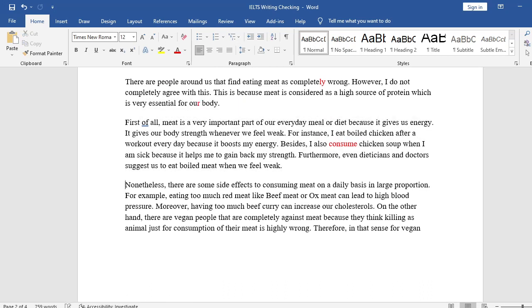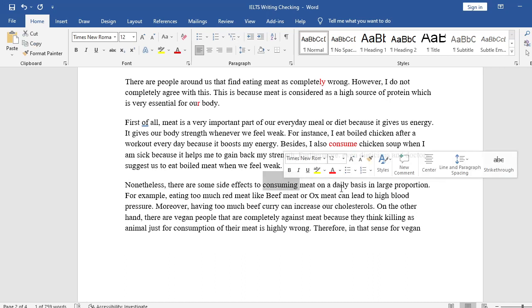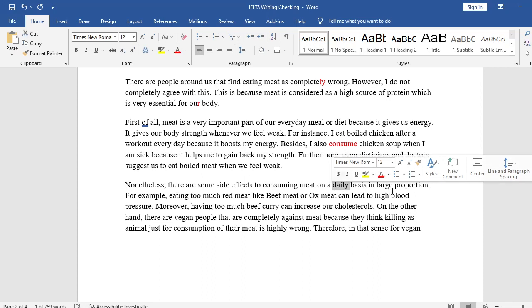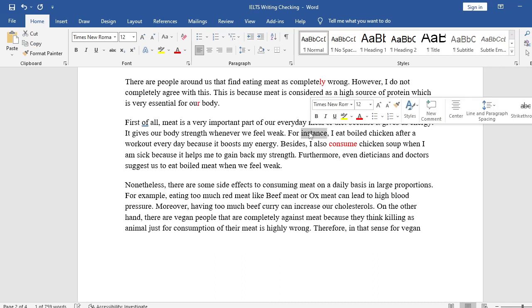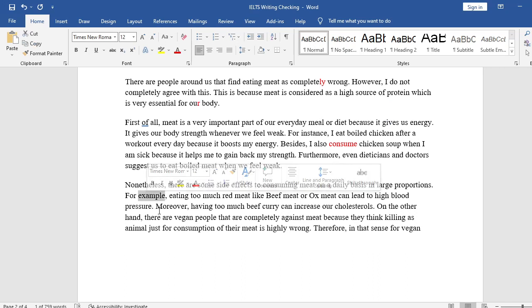Nonetheless, there is an extra space here. There are some side effects to consuming meat. So she wrote the word consume, this is good, on a daily basis. So this is also a very good word choice, in large proportion. So again, since in the English language we use plural nouns, it will be large proportions. Everything else is fine. For example, so here she wrote, for instance, here she is writing for example. So this is very good.